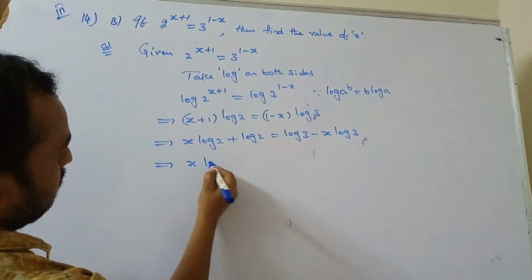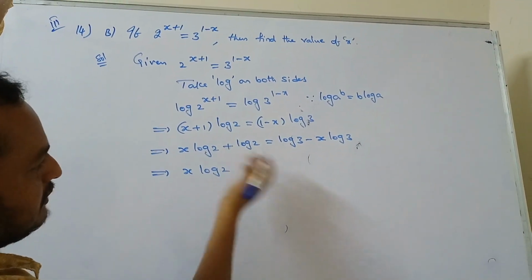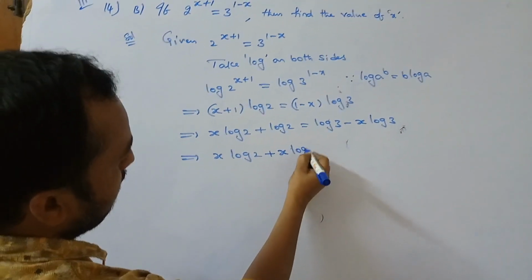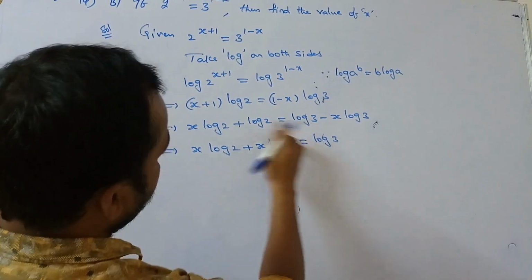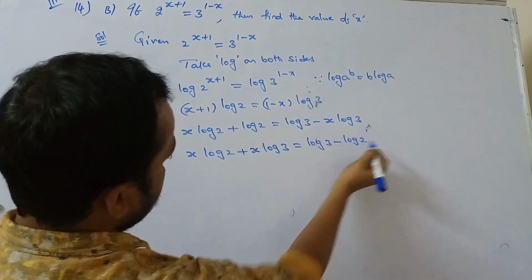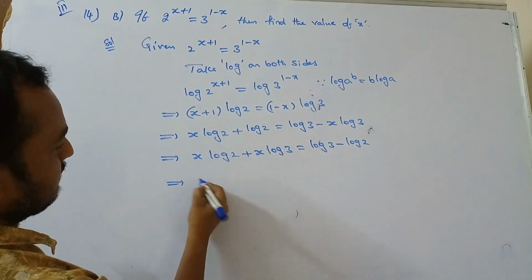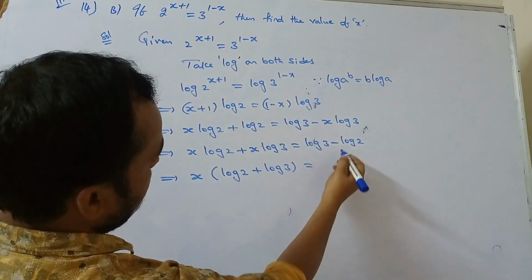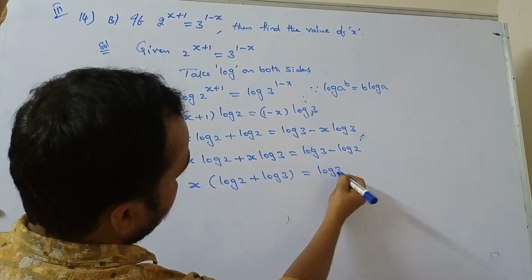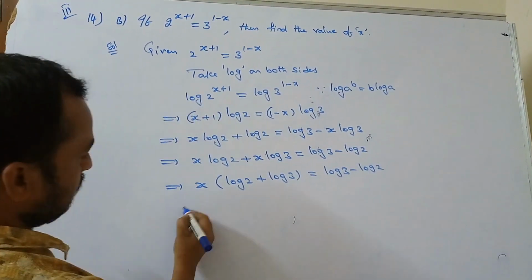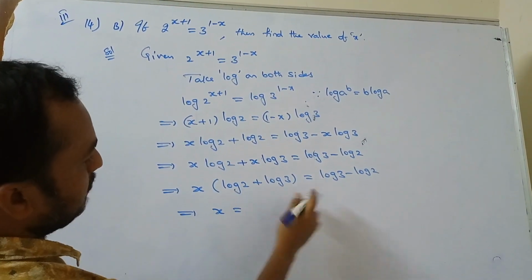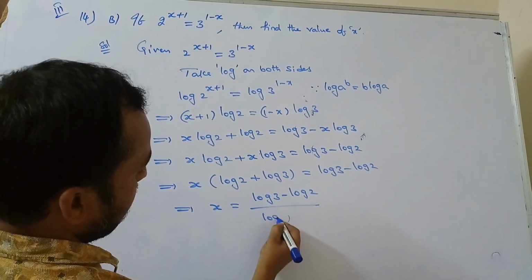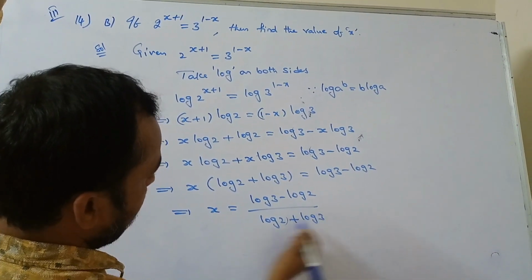Now take the x terms to this side: x log 2, and x log 3 from this side, minus becomes plus, x log 3. Log 3 plus, take this side minus log 2. From these two, take x common: log 2 plus log 3. Here write down log 3 minus log 2. Now we need x, so x equals log 3 minus log 2 by log 2 plus log 3.